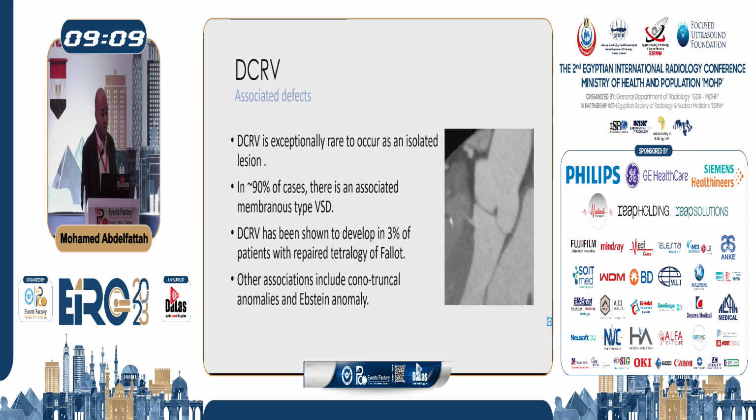Associated defects. DCRV is exceptionally rare to occur as an isolated lesion. In about 90% of cases, there is associated membranous type of VSD. DCRV has been shown to develop in about 3% of patients with repaired tetralogy of Fallot. Other associations include conotruncal anomalies and Ebstein anomaly.